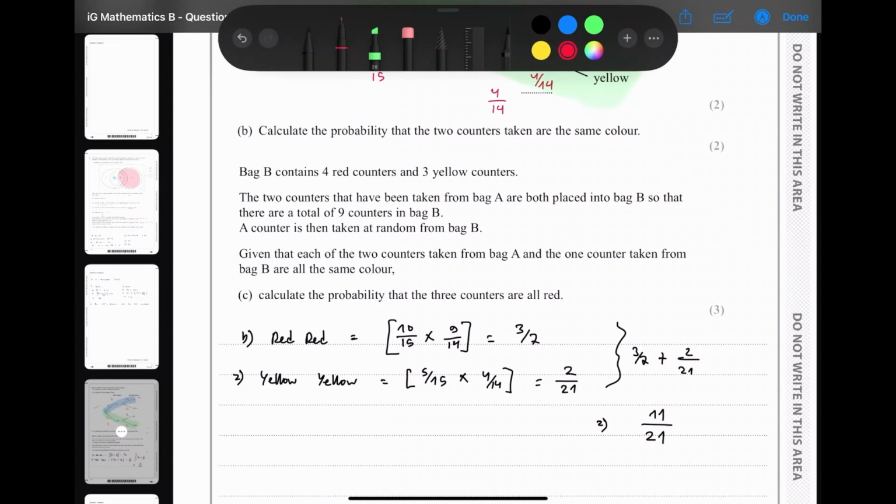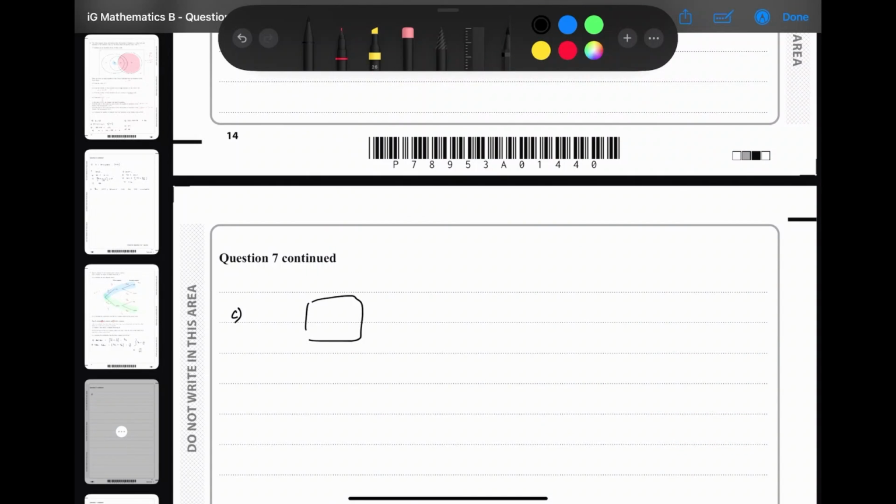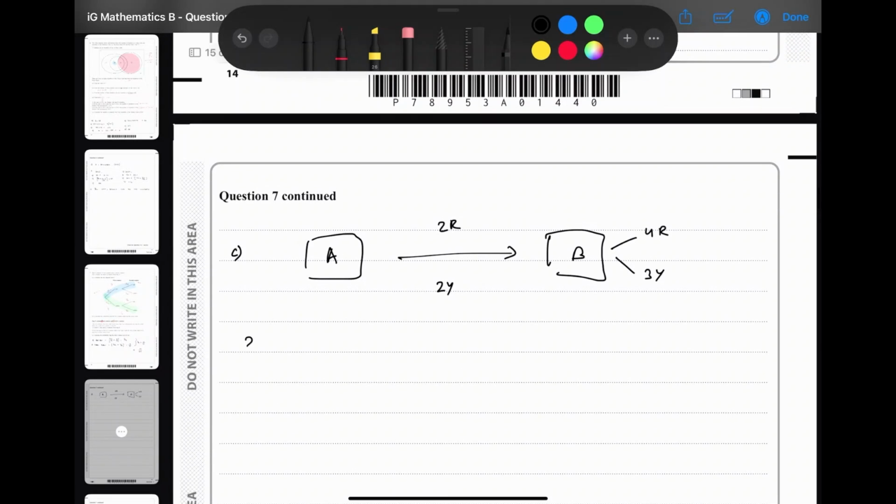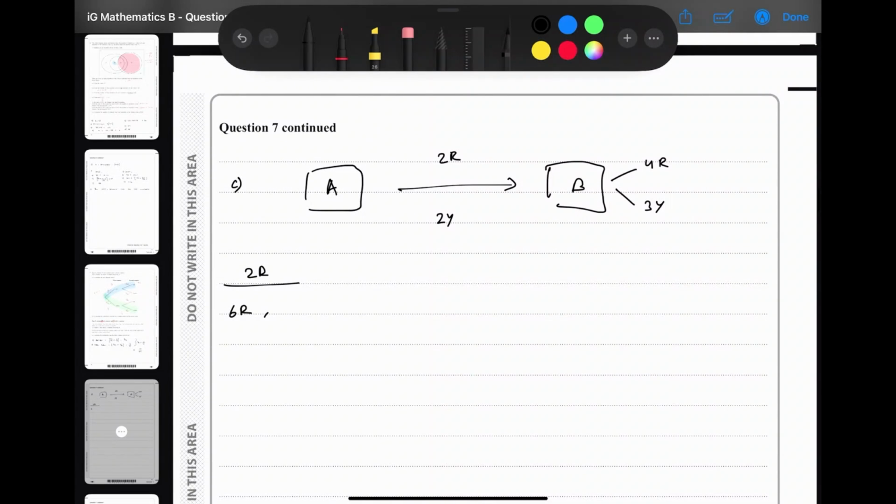For C, there is another bag with 4 red and 3 yellow counters, 7 in total. 2 same colored ones are taken from A to B, and then 1 is picked randomly from B. So, we are asked to find the probability that 2 shifted and new random are all red. Initially, bag B has 4 red and 3 yellow. Now either 2 red or 2 yellow are transferred from A to B. If 2 red are given, then bag B has 6 reds and still 3 yellows.